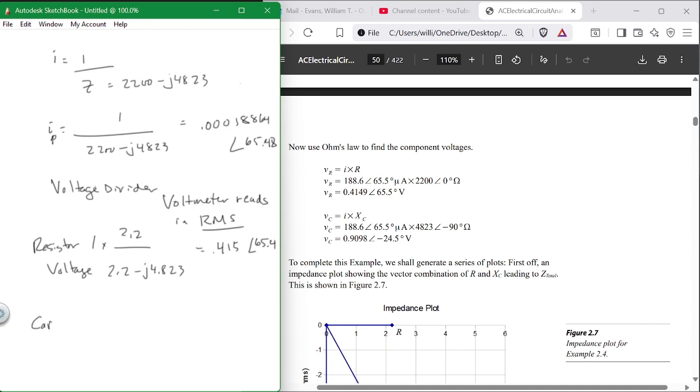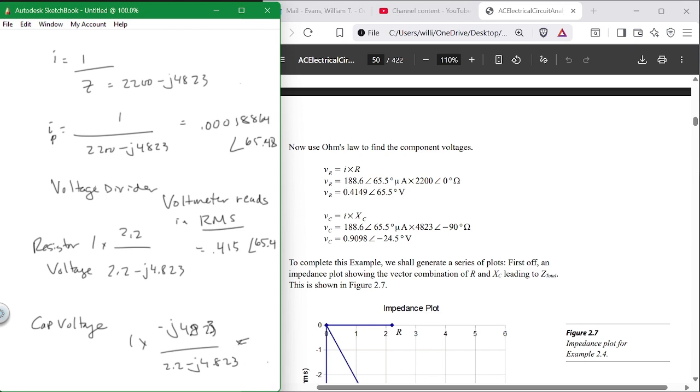So now I'm going to go for the capacitor voltage. How will you write that? Somebody tell me, how would you write the capacitor voltage? It'd be negative: minus j 4.823 divided by 2.2 minus j 4.823. And that would give me my capacitor voltage.